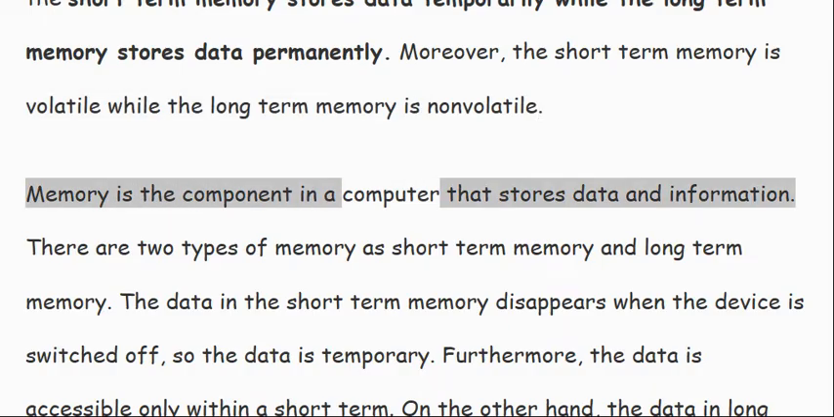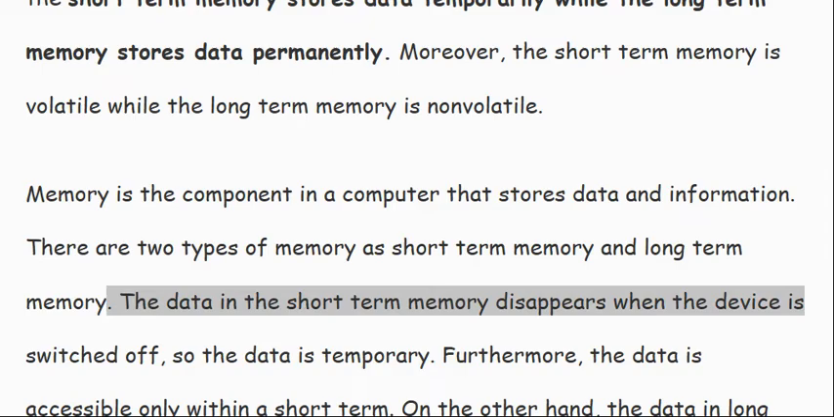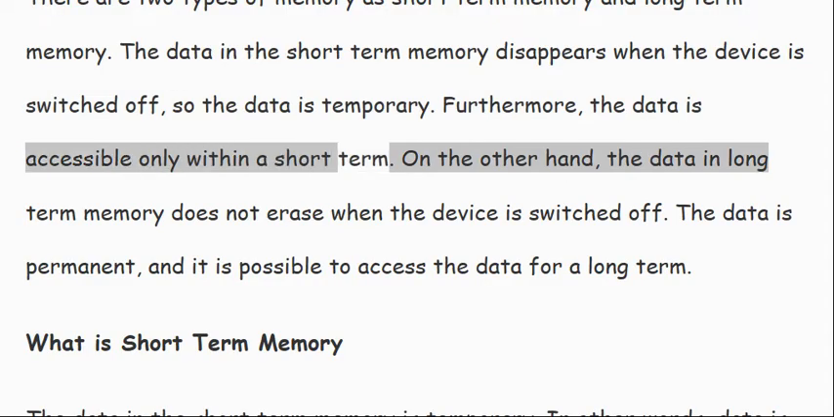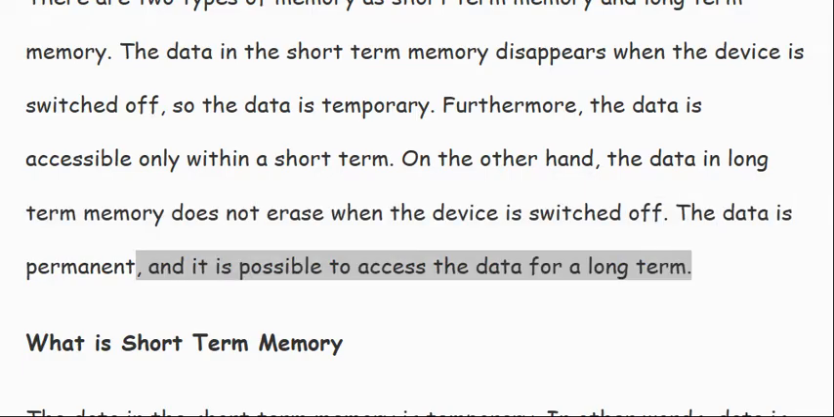Memory is the component in a computer that stores data and information. There are two types of memory as short-term memory and long-term memory. The data in the short-term memory disappears when the device is switched off, so the data is temporary. Furthermore, the data is accessible only within a short term. On the other hand, the data in long-term memory does not erase when the device is switched off. The data is permanent, and it is possible to access the data for a long term.